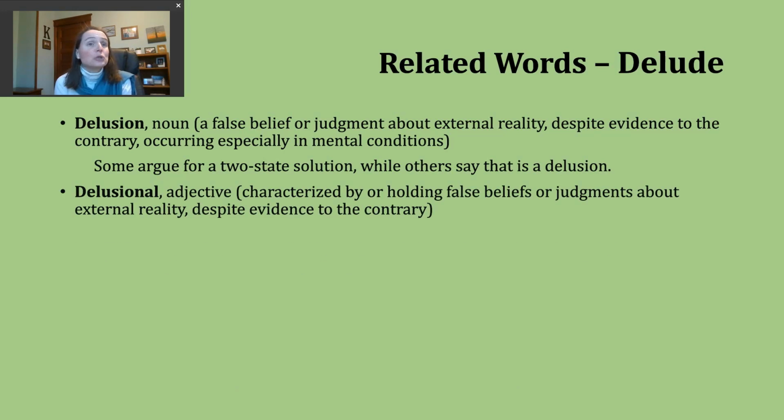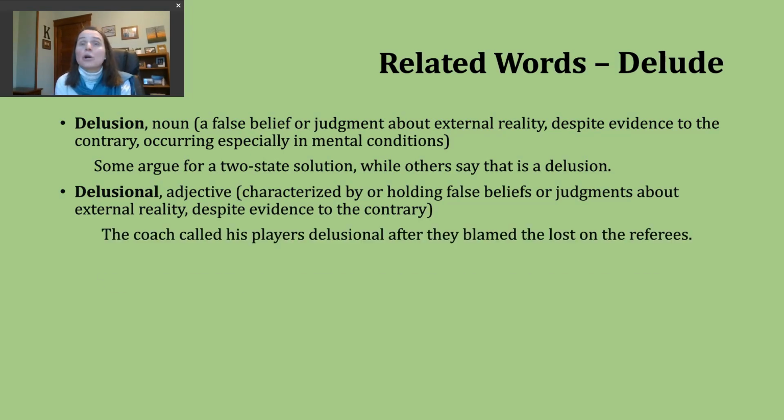It's the adjective delusional. So we took the noun, added that al suffix to make it an adjective. So here we're describing something that is characterized by or holding false beliefs or judgments, again, about external reality, despite there being evidence that would show this thing is not true. So an example of this: the coach called his players delusional after they blamed the loss on the referees.